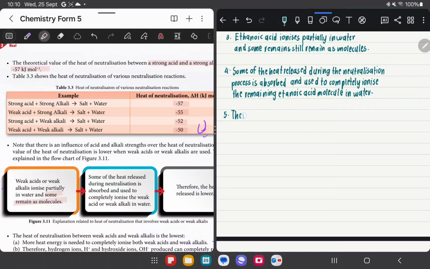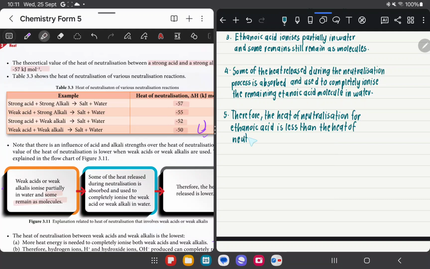Okay, therefore the heat of neutralization for ethanoic acid is less than, don't say less than hydrochloric acid, mention completely less than the heat of neutralization. Kimia ni tak boleh malas tau, you kena rajin tulis the heat of neutralization for hydrochloric acid.